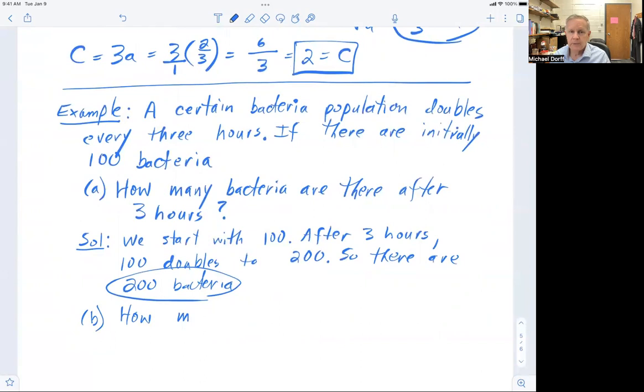Well, it doubles every 3 hours. So at the very beginning, there's 100. 3 hours later, there's 200. 6 hours is another 3 hours later, so the 200 doubles to be 400. What if we did something that was in between there? Like 2 hours? Or how many bacteria would there be at 4 hours? This is a little bit more complicated. And so we're going to do a general case. How many bacteria after t hours? So t is just any time.